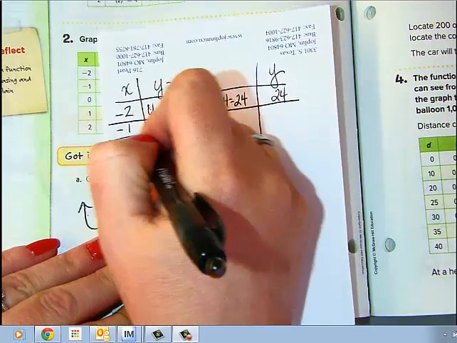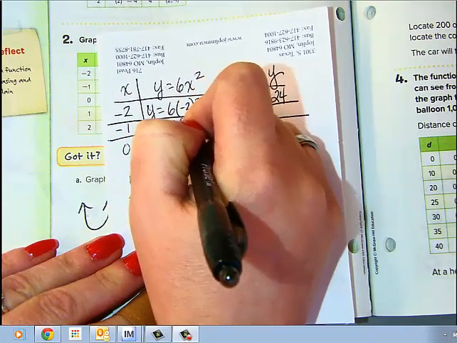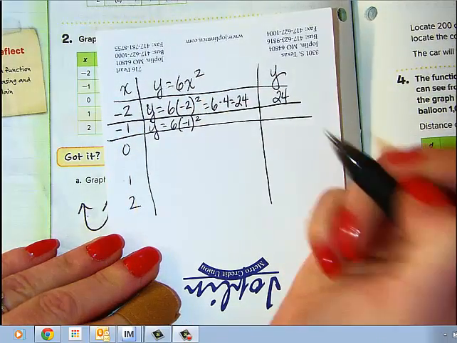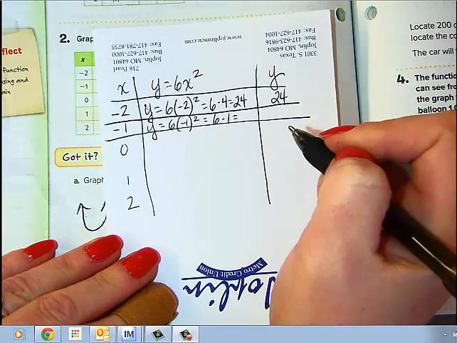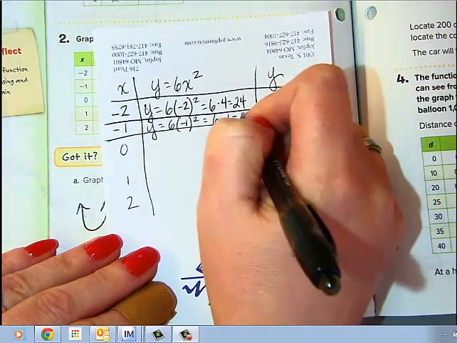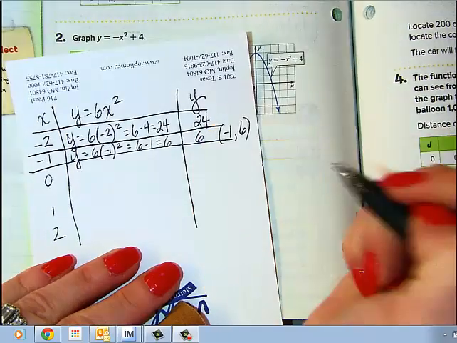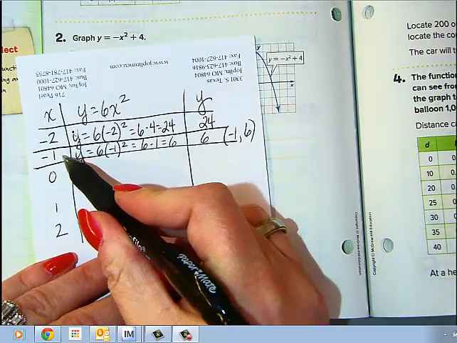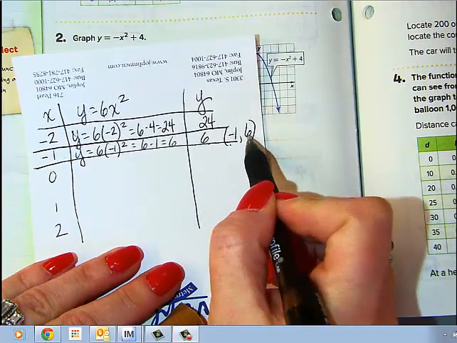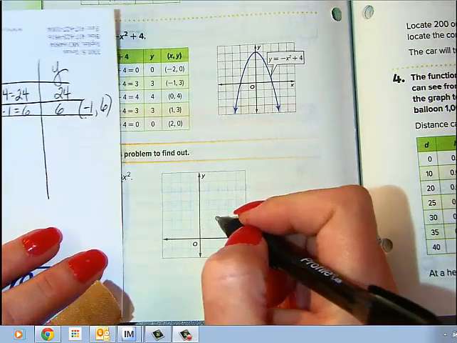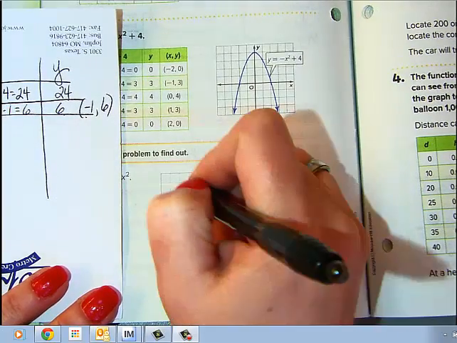Let's do a negative 1. I put a negative 1 in for x. A negative 1 times a negative 1 is 1. And 6 times 1 is 6. That looks a lot better. So this first coordinate is a negative 1, 6. My x is a negative 1. That's my first number in the coordinate. When I solved it, I got y is 6. That's my second number in the coordinate. So I'm going to graph negative 1, 6. Negative 1, 1, 2, 3, 4, 5, 6.